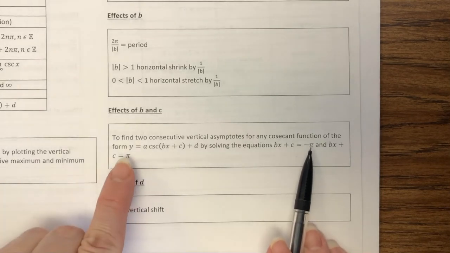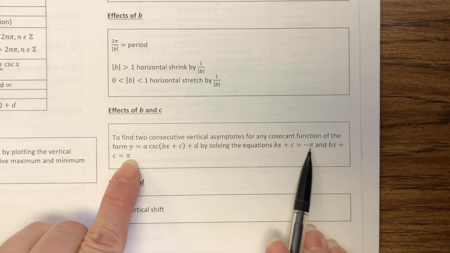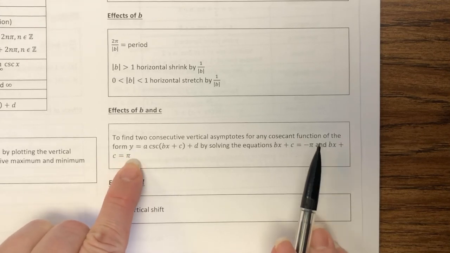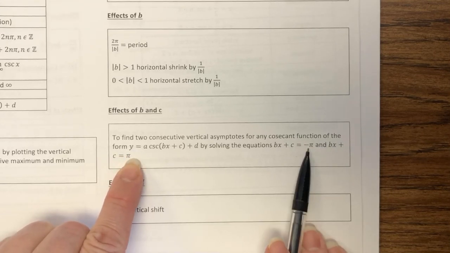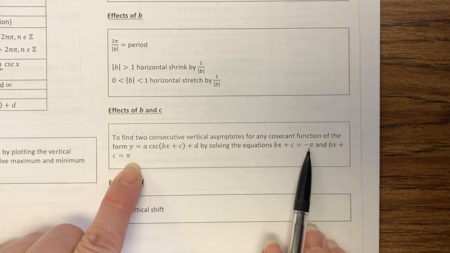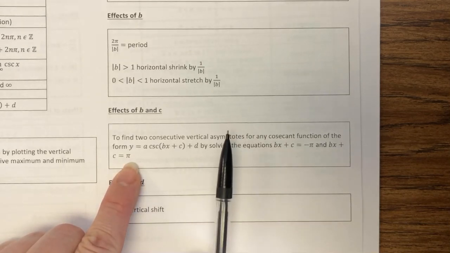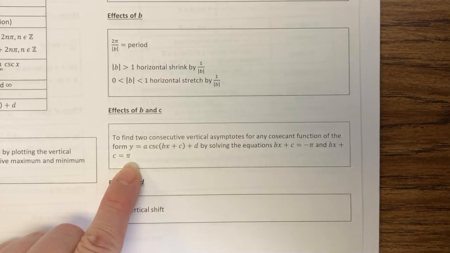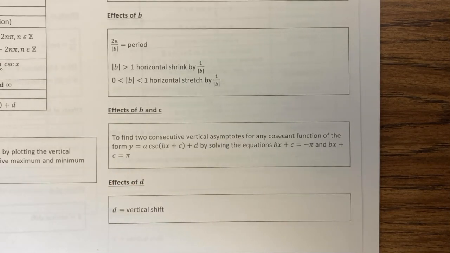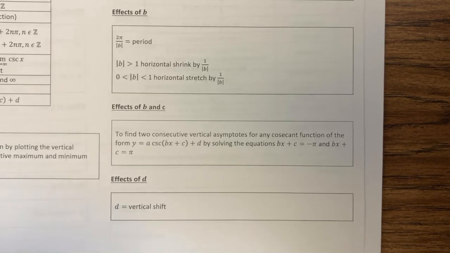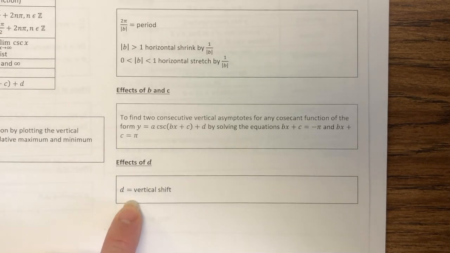Now remember that you are going to have a third asymptote halfway in between these. This is the beginning of your period and this is the end of your period. And you're still going to have a vertical asymptote in between them, halfway in between them, always halfway in between. And then we have our vertical shift, up or down.